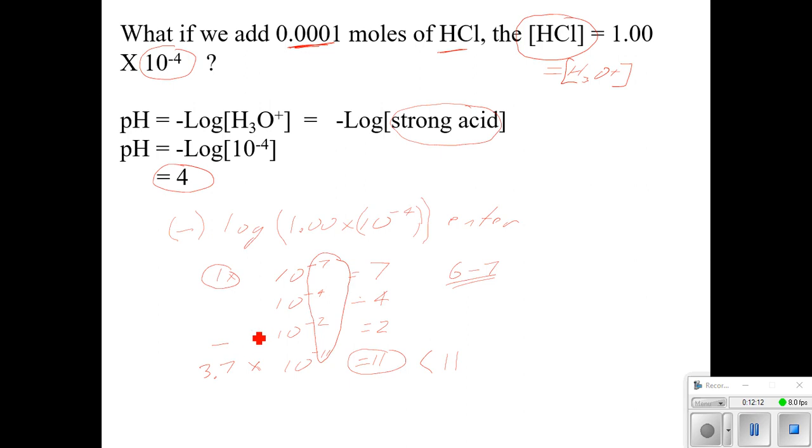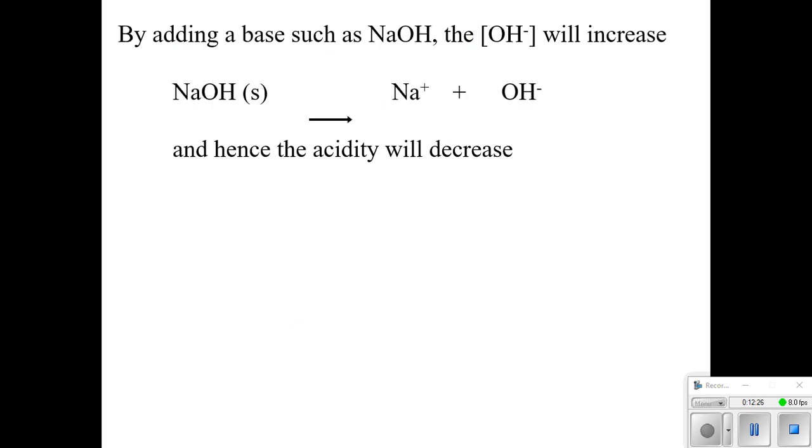Whatever number you have here times 10 to the negative 2, it'll be really close to 2. It'll be somewhere between 1 and 2. So use that to make an estimate and make sure that you're on the right track with your calculations.